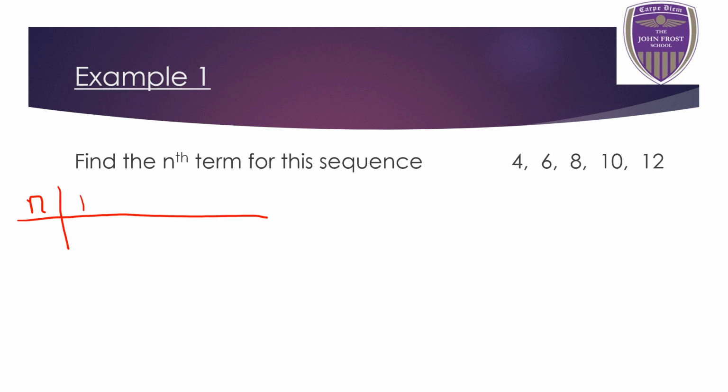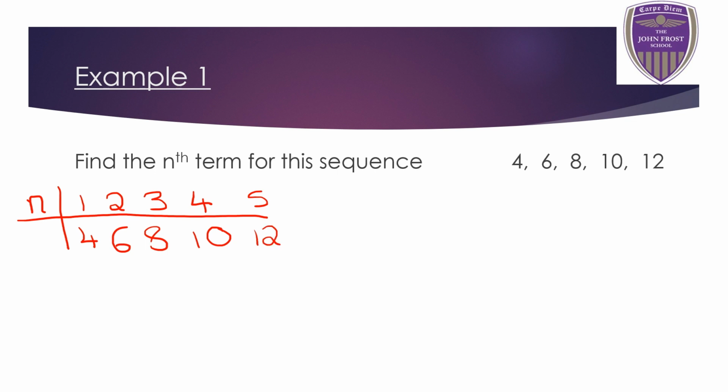So, we've got the first number in the sequence, which is 4. Second number, which is 6. We've got the third, which is 8. We've got the fourth, which is 10. And we've got the fifth number, which is 12.